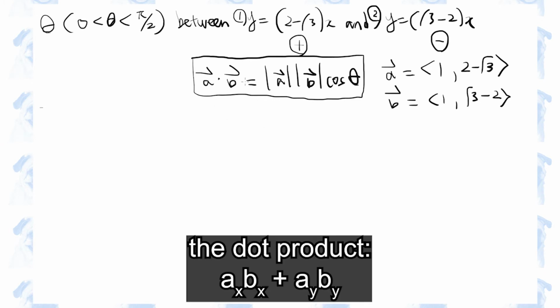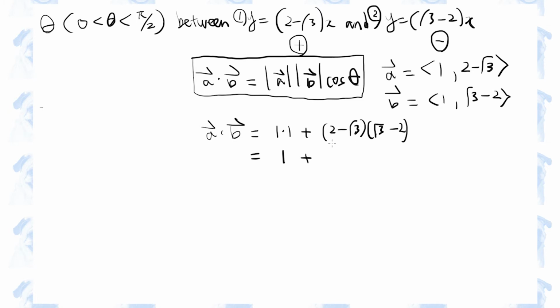Now, what is the dot product of vector A and vector B? The dot product is the x component of vector A times the x component of vector B plus the y component of vector A times the y component of vector B. So 1 times 1 plus 2 minus root 3 times root 3 minus 2. 1 plus 2 times root 3 minus 4 minus 3 and plus 2 root 3 minus 6 plus 4 root 3.